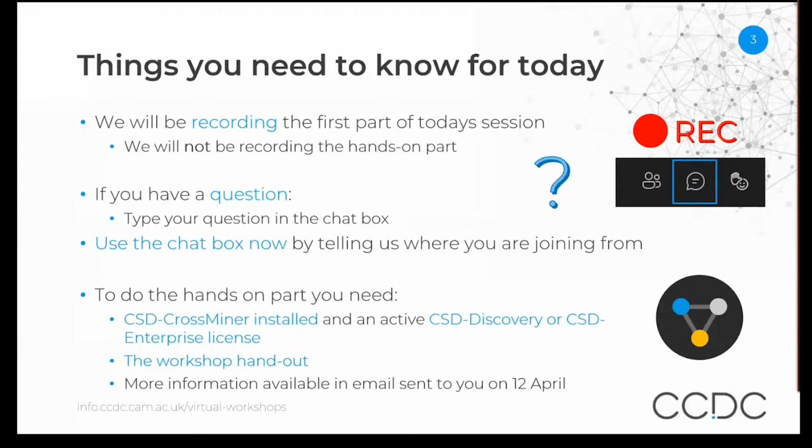So while you're doing that, let's just have a look at what we need for the hands-on part. For the hands-on part, we'll need CSD CrossMiner installed with an active CSD Discovery or Enterprise license. And you'll also need the workshop handout. You should have already received an email about where to find that, and we'll also post a link in the chat box. If you don't have CSD CrossMiner installed yet, then unfortunately you won't have time to install all of our lovely software and data before the hands-on part, but you can still follow along to our presentation and demo and then try our hands-on part later.